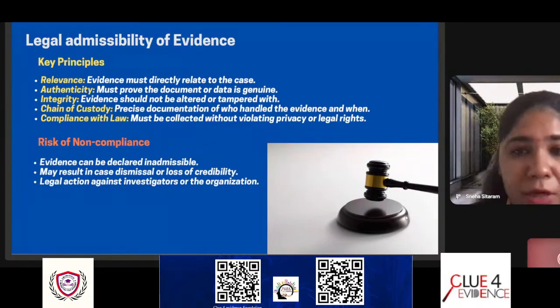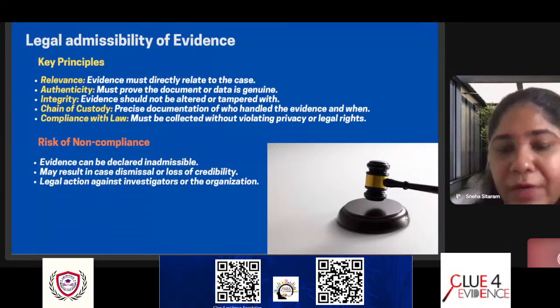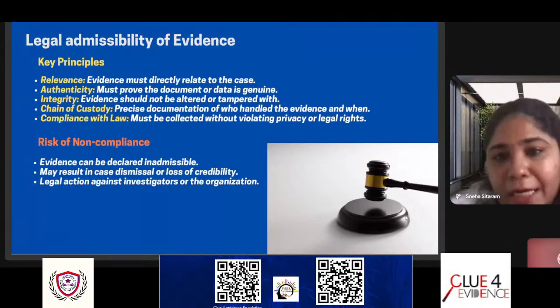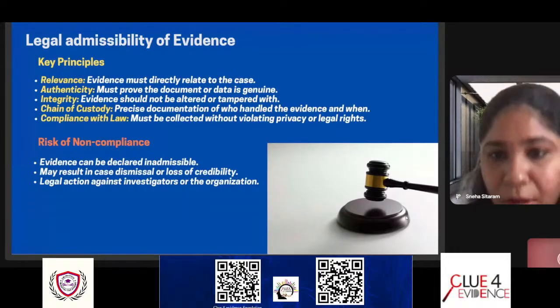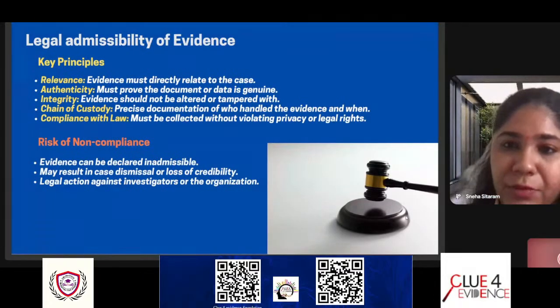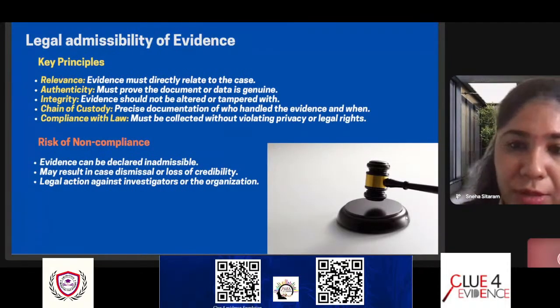But in the code of law, investigators as such don't directly go and submit this. Normally, in my experience, whatever I've seen, we give it to the clients, or the legal team takes it up to the court level.